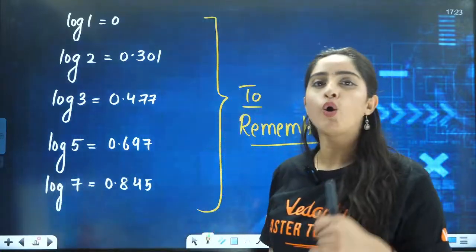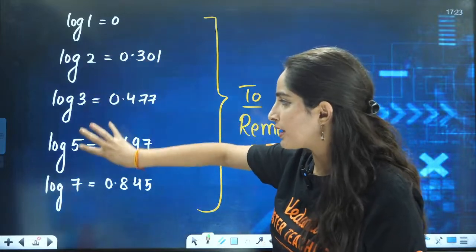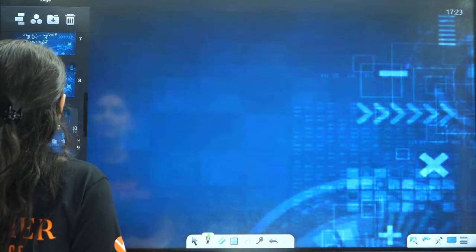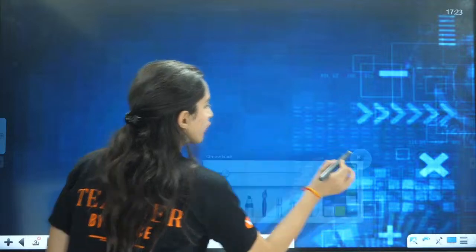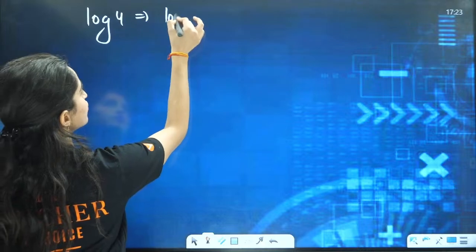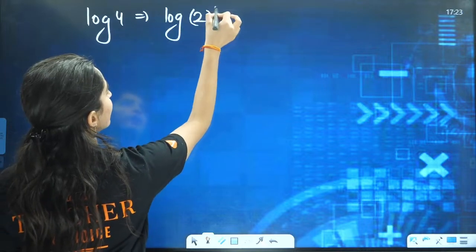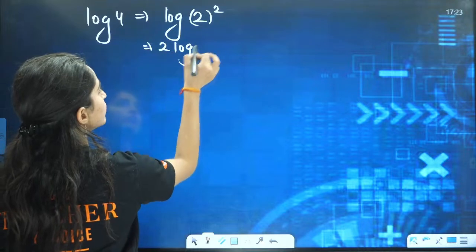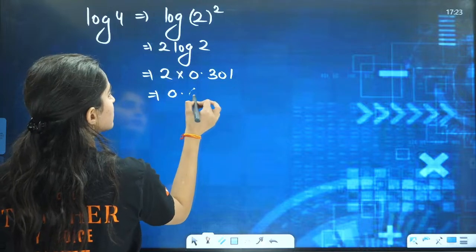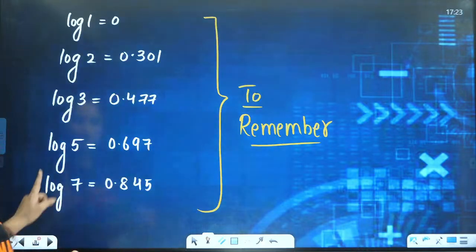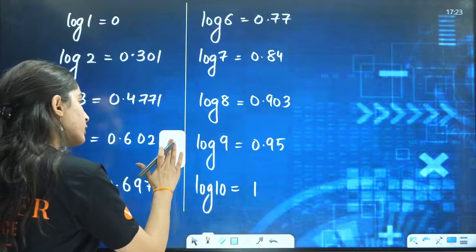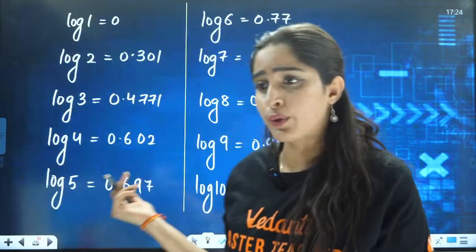But if you say, ma'am, I don't want to remember, I can only remember log 2, log 3, log 5, log 7, then also I'll say it's not like you can't do anything else, right? Now, if you want to solve the value of log 4, I know that log 4 is equal to log 2 raised to power 2, that is 2 into log 2, that is nothing but 2 into 0.301. That becomes 0.602, right? So log 4 becomes 0.602. You can skip this thing.